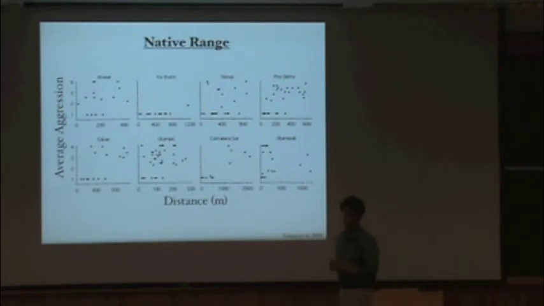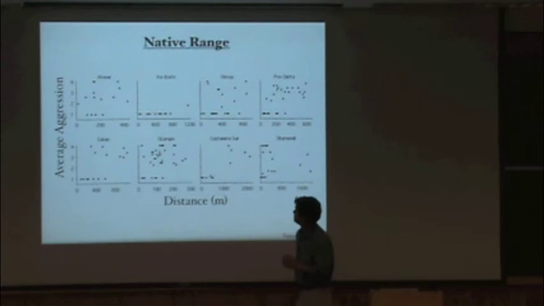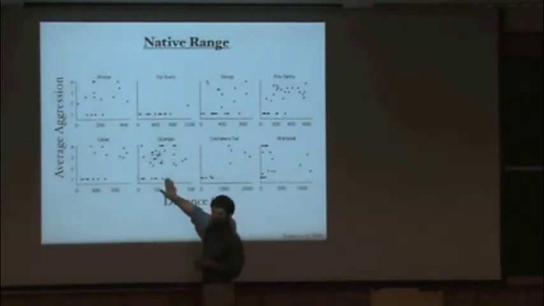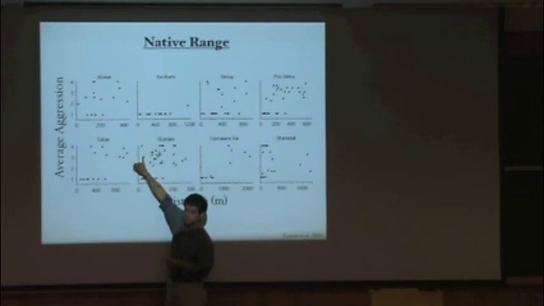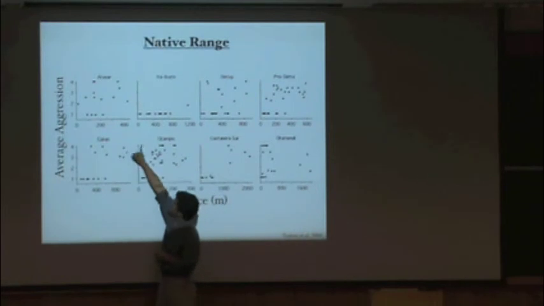Question? Yes? On the second from the left, on the second row, if you see level 4 aggression at a very small distance. No, go further left. Yeah. Right, and even go one more. Yeah. But that's what, 20 meters? Yeah, that's about 10 or 20 meters.